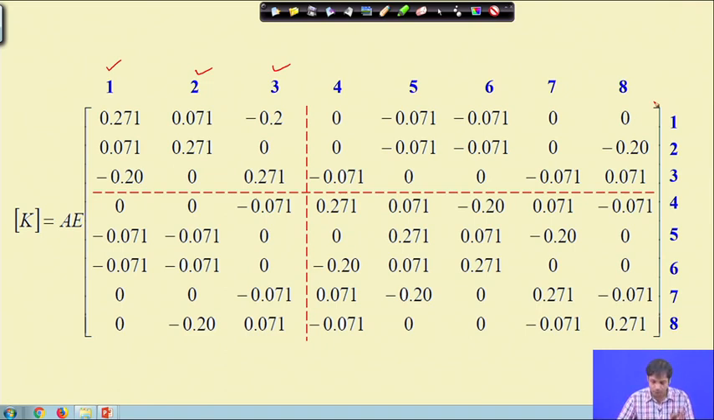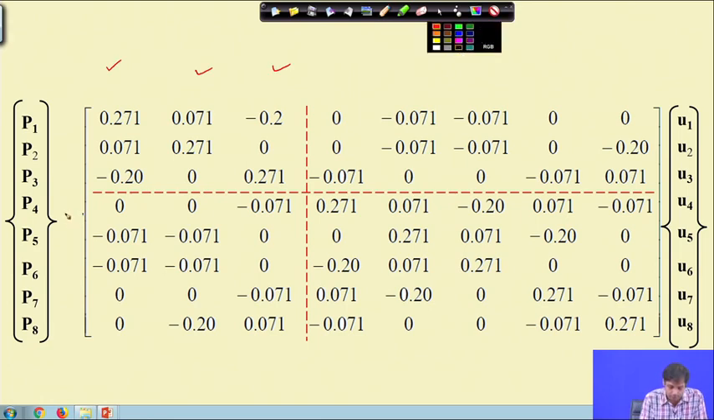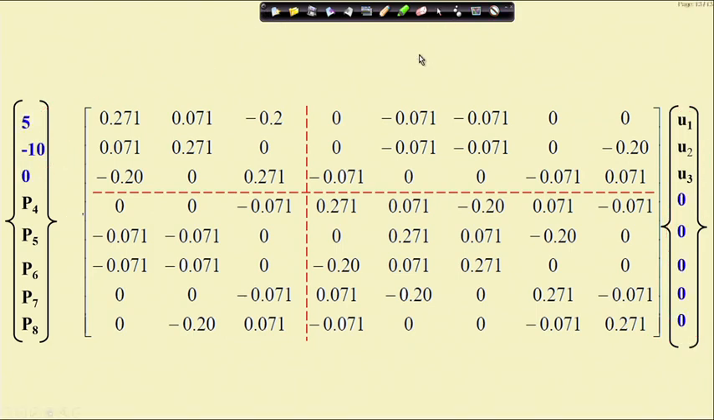Once we have partitioned it, we can write the force displacement relation as this. This is the global force displacement relation. Force is equal to stiffness into displacement. Among all these displacements, these three are not known, we need to find out U1, U2, U3, but the other displacements are 0. Among the forces, just now we saw that P1 is equal to 5 kilonewton, P2 is equal to minus 10, and P3 is equal to 0. So we substitute those values in the load vector and the displacement vector, and this will be our load displacement relation.